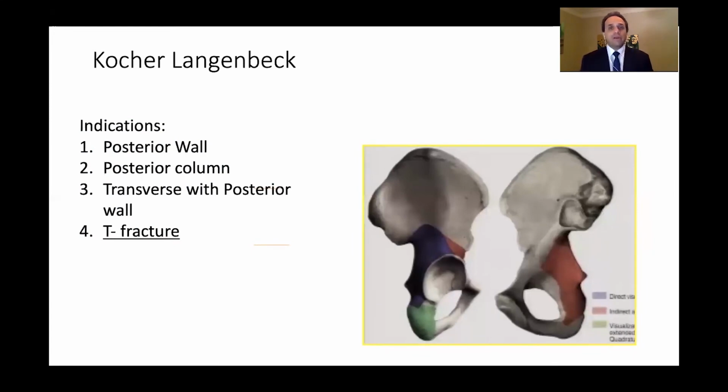First, we start with the Kocher-Langenbeck approach. It's an approach that mainly aims at the posterior column of the acetabulum. So you will clearly see this dark blue or violet area. The red area is felt by the finger, and the green area will require some extension of the approach. And this approach, as you can see, is mainly needed for posterior wall, posterior column, for transverse fractures with posterior wall, and for T fractures, it's going to be one of the approaches that you will use to treat the T fracture.